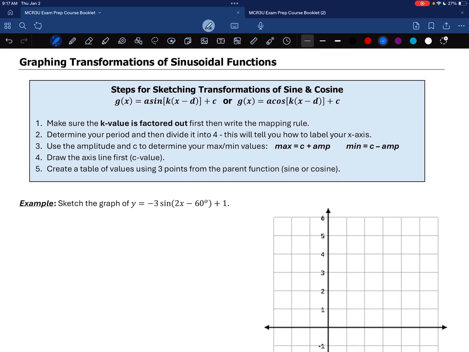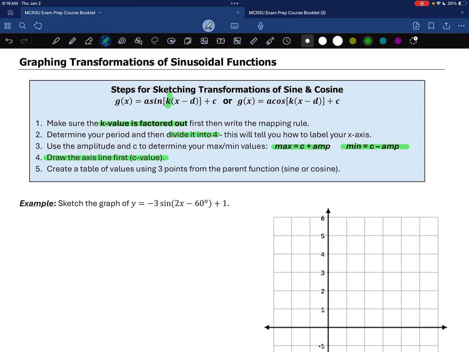Graphing transformations of these functions uses the mapping rule again. So number 1, make sure your K value is factored out, then write the mapping rule. I always recommend that you figure out what the period is. So use your K value, determine that period, and divide it into 4. This is how you're going to label your x-axis. It's going to make the sketching much easier. I also suggest to find your max and min values just so you know when you're graphing, if you have to make the scale yourself, you know the highest value you're graphing and the lowest value you're graphing.